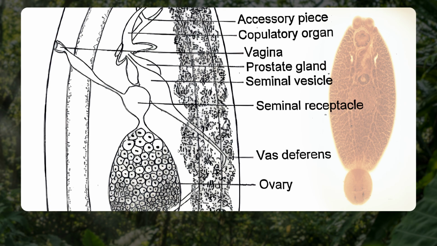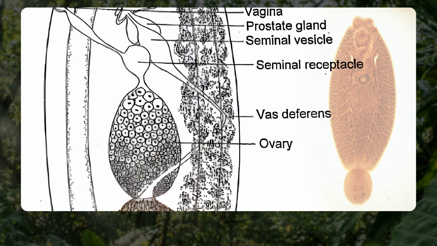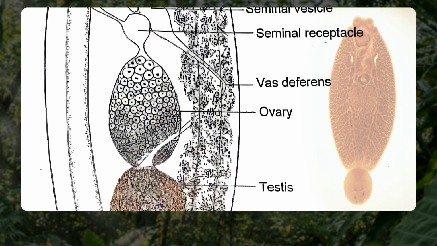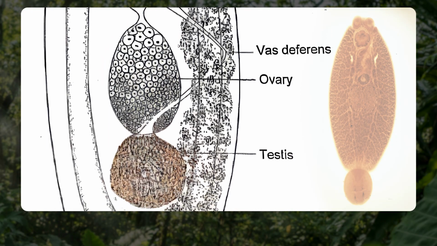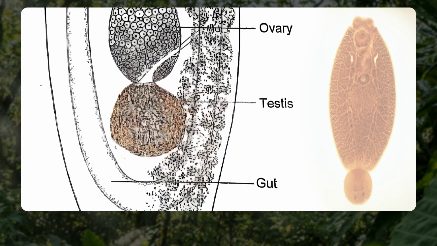When sperm is received in the vagina, it passes down into the seminal receptacle and on down into the ovary, where it can fertilize the waiting eggs. Those eggs are then outfitted with yolk and shell and passed out of the body.